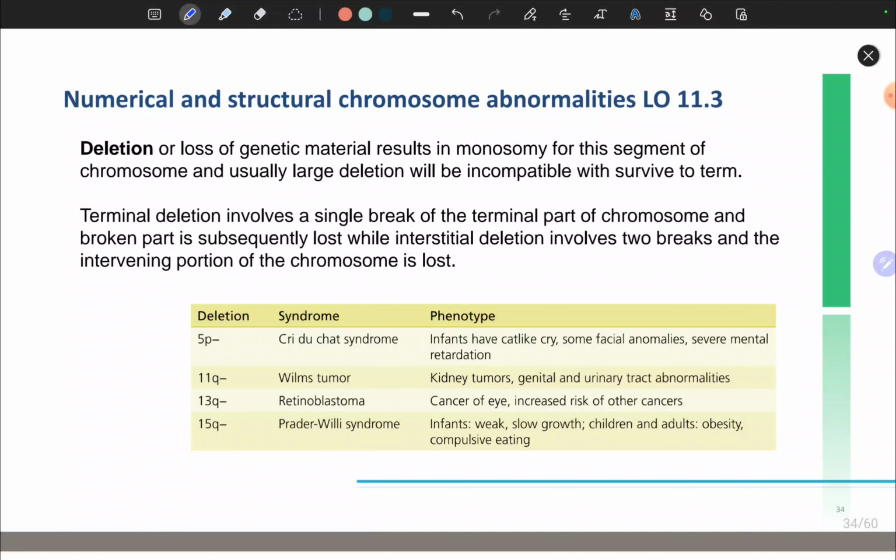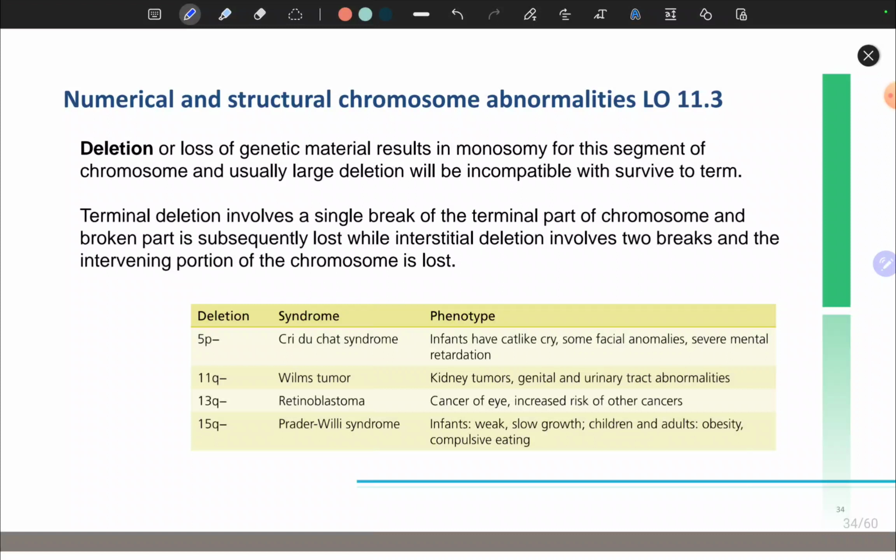So terminal deletion involves a single break of the terminal part of the chromosome, and the broken part is subsequently lost, while interstitial deletion, in our last diagram, involves two breaks and the intervening portion of the chromosome is lost. Here we have certain clinical syndromes.